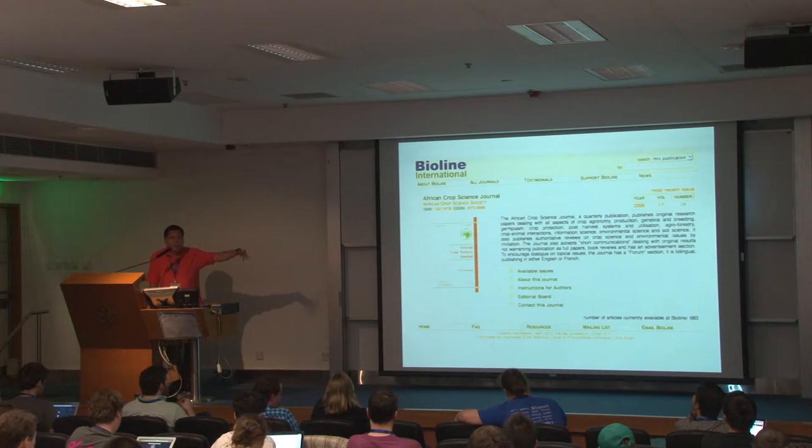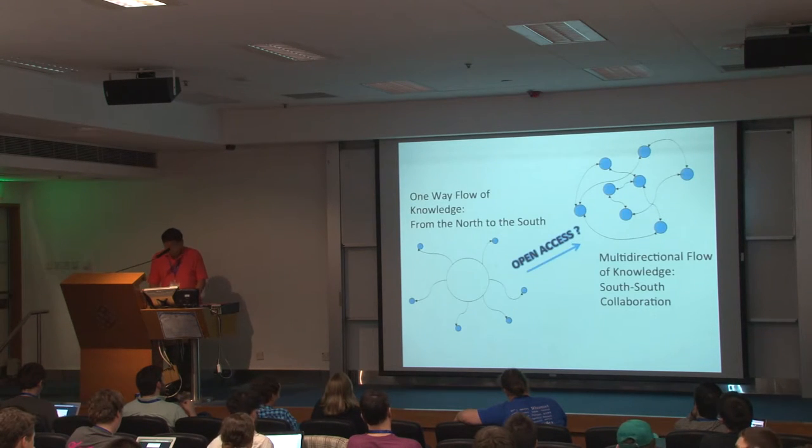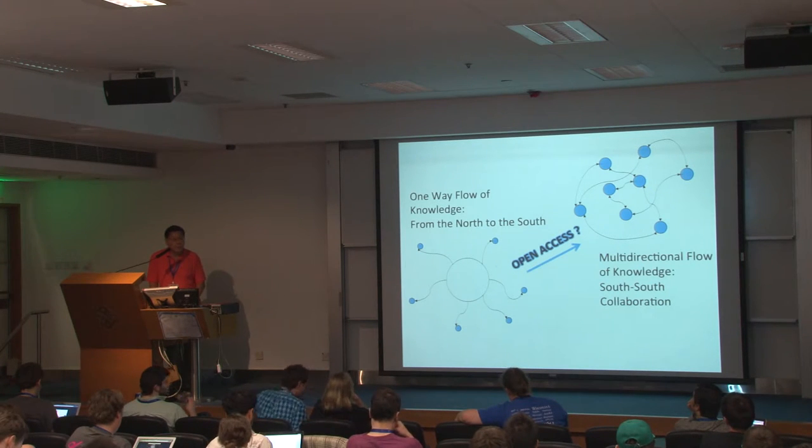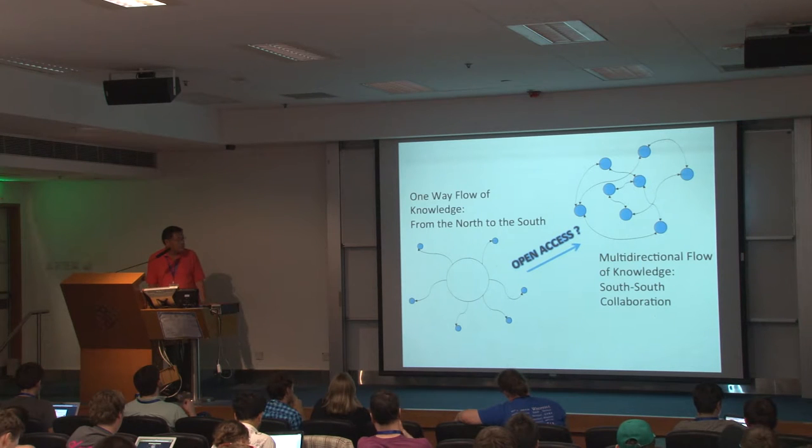So Mary's paper has been published in this long-running journal, African Crop Science. And through her publication in these journals, we are seeing her work being picked up by other young researchers who are interested in native vegetables. And now in East Africa, we see very vibrant communities of researchers working on indigenous crops and vegetables.